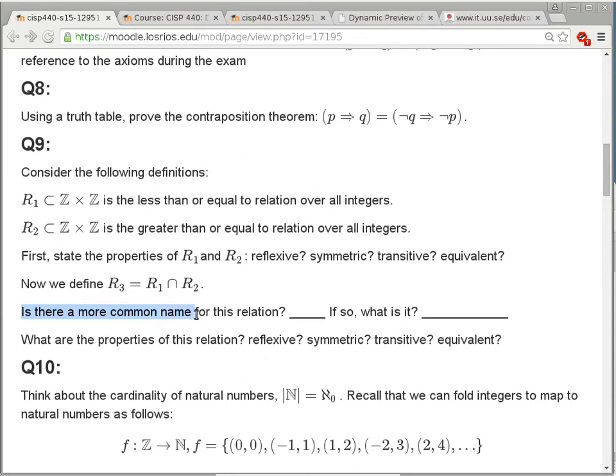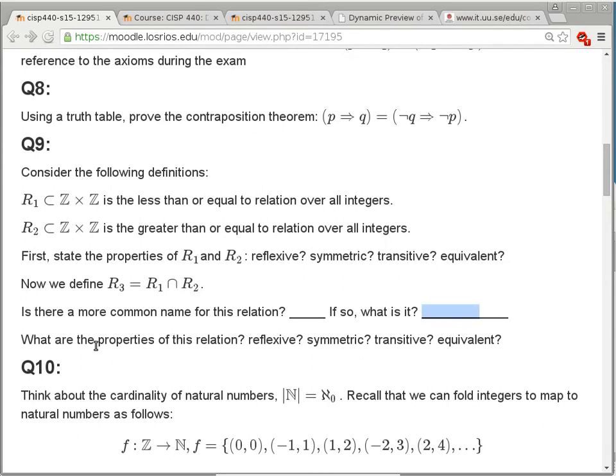Is there a more common name of this relation R3? What do you think it is? It's just equality. Yep. So the name is equality. So for this part you have to say yes, there's a more common name, and then you say equality over here.